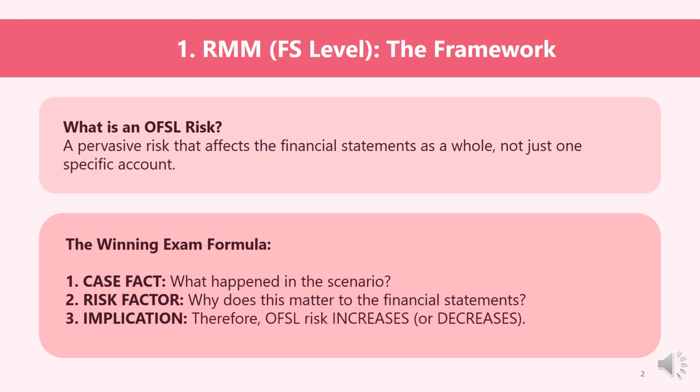Step 1 is assessing the risk of material misstatement, or RMM, at the overall financial statement level. What exactly is an OFSL risk? It is a pervasive risk that affects the financial statements as a whole, not just one specific account.